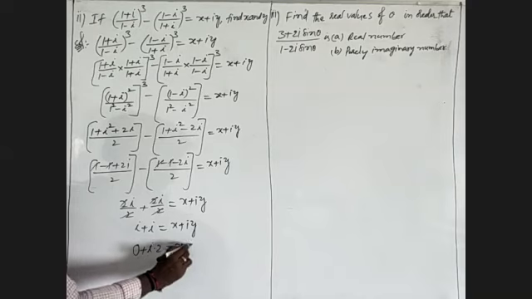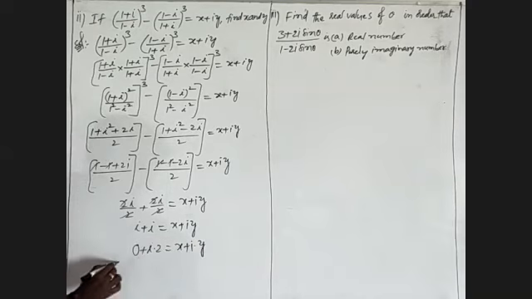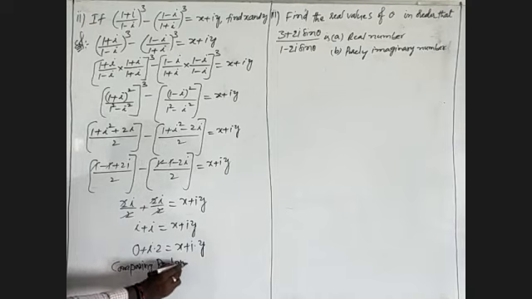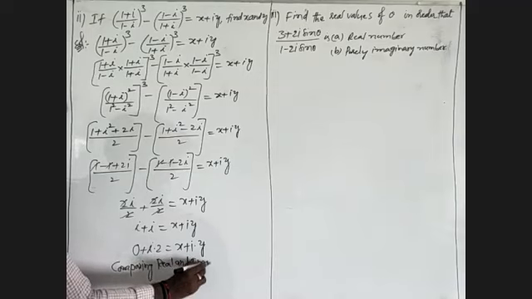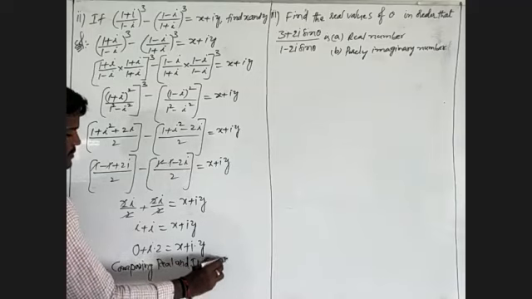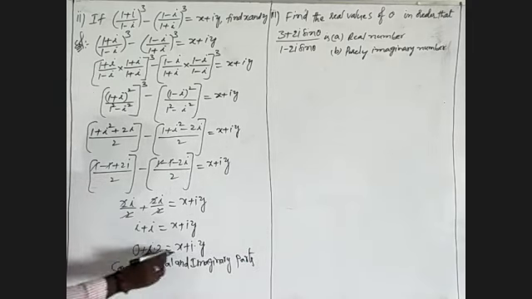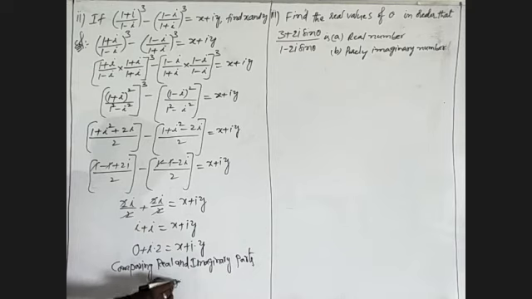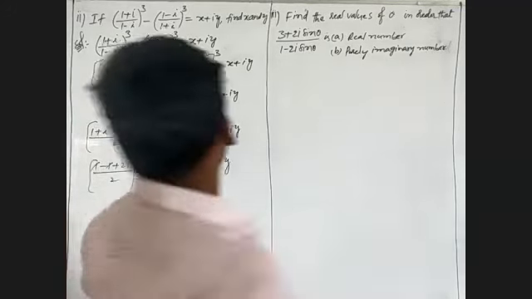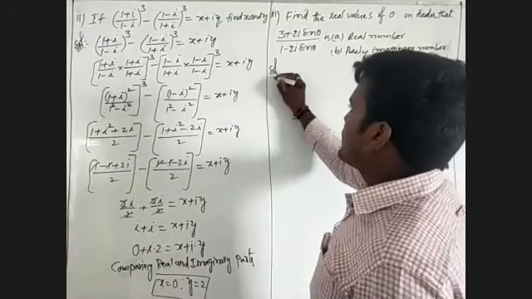Comparing with x plus iy, comparing real and imaginary parts, we will get x equal to 0. After that, y is equal to 2. These are the values of x and y. Now I am going to the third one.